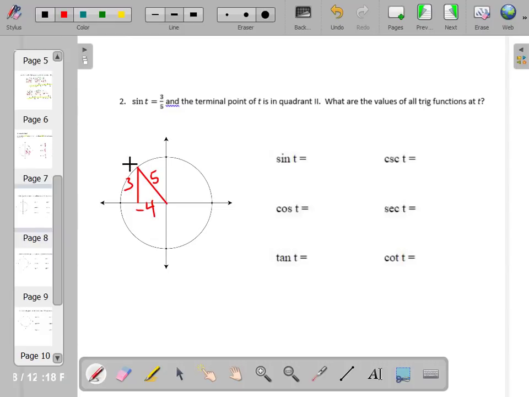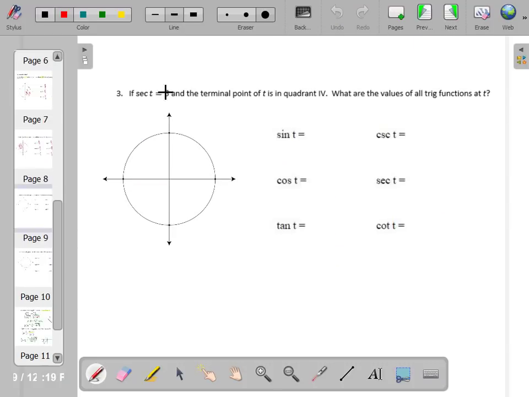So I draw a triangle, being very aware that I'm not on the unit circle, but I am in quadrant 2. So the sine is opposite over hypotenuse, 3/5. The cosine is adjacent over hypotenuse, -4/5. The tangent is opposite over adjacent, -3/4. Once you have all the three sides, you're just doing your trig ratios the normal way. Then you flip them, 5/3, -5/4, -4/3, and we're done. That's it.